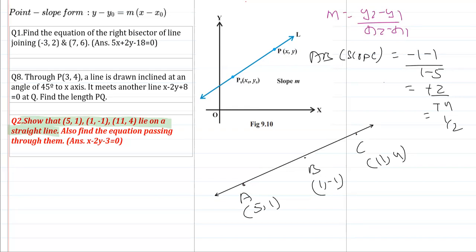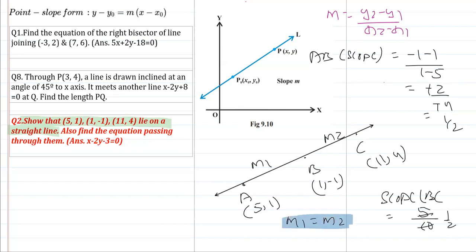Now, similarly, I get the slope of BC. What we are getting is 4 minus -1, that is 5, and further it is 11 minus 1, that is 10. So again, we get half. So clearly, if I say the slope of AB is M1 and this is M2, M1 is equal to M2. So when the slopes of two lines are equal, and since B lies between A and C, these 3 points are collinear.